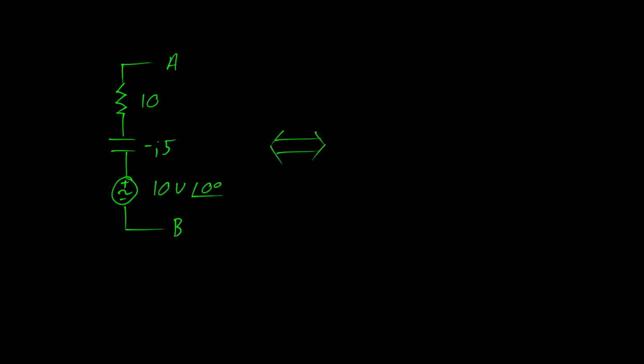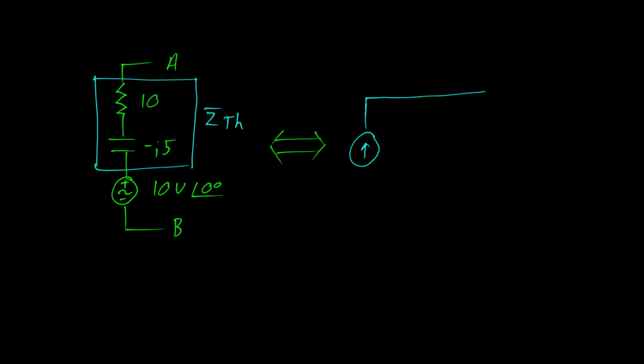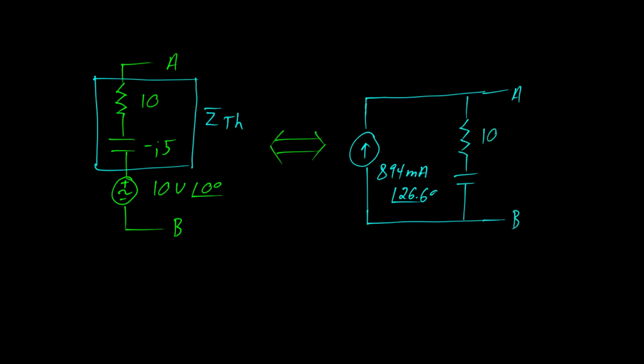In this example, we'll show how to convert this circuit from its Thévenin form into a Norton form. This box is the Thévenin impedance. The Norton impedance will be the same. Our equivalent Norton circuit is about 890 milliamps at a phase angle of about 27 degrees, with the same impedance as the Thévenin circuit. In this case, 10 minus j5.